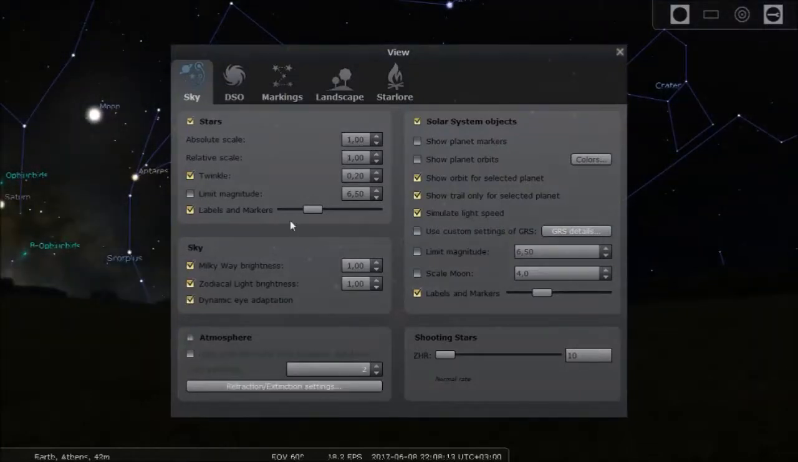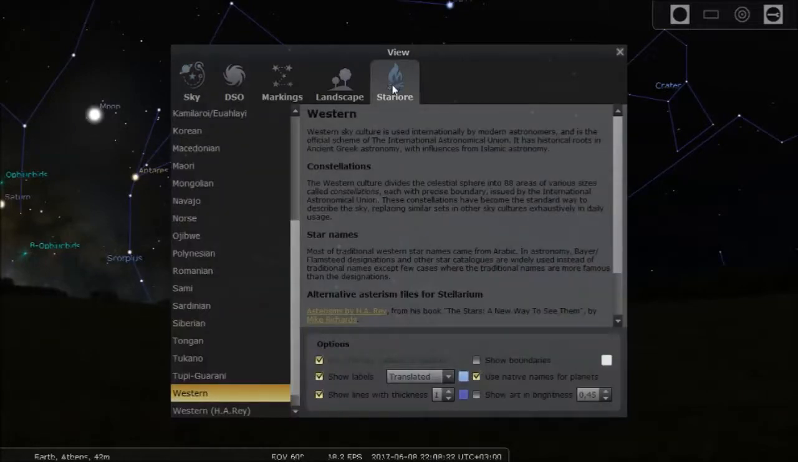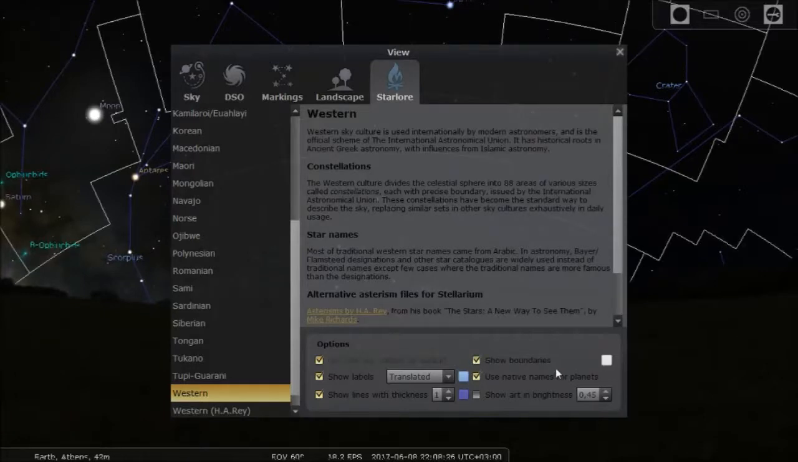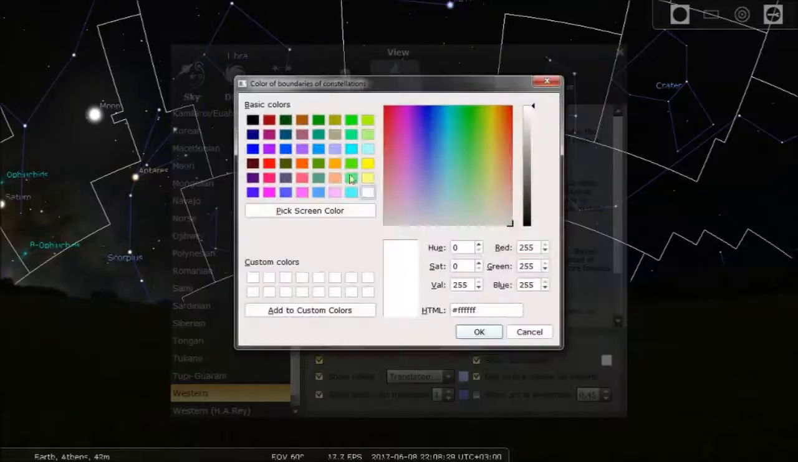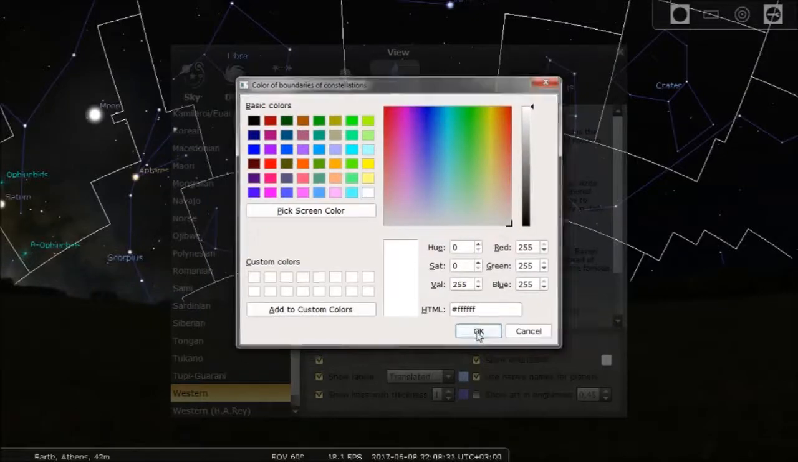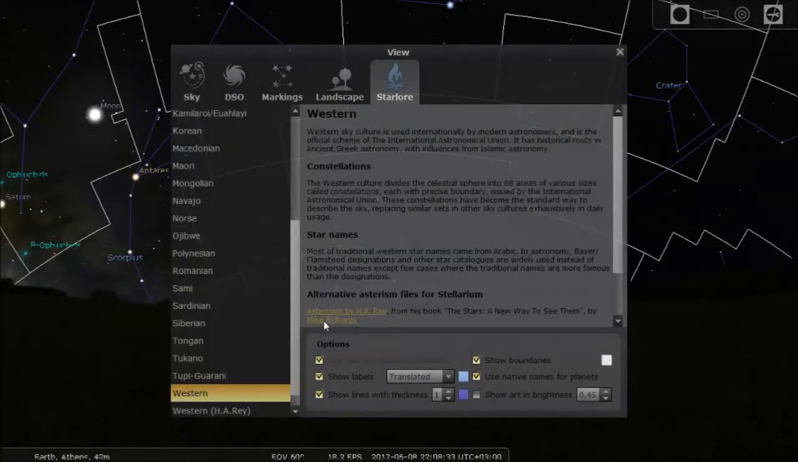And because we're talking about constellations, one more thing that I need to look at is the boundaries of the constellations. So I'm going to go to Star Lore and I'm going to activate the show boundaries option. You can change the boundaries color from here. I'm using white, so they're quite clear on the sky. And just to note here that if you have an earlier version of Stellarium, the show boundaries option might be elsewhere and not in the Star Lore. I think it's going to be on the markings, but I'm not sure.